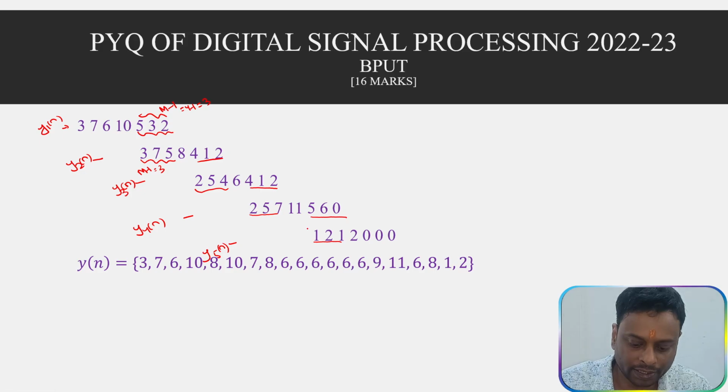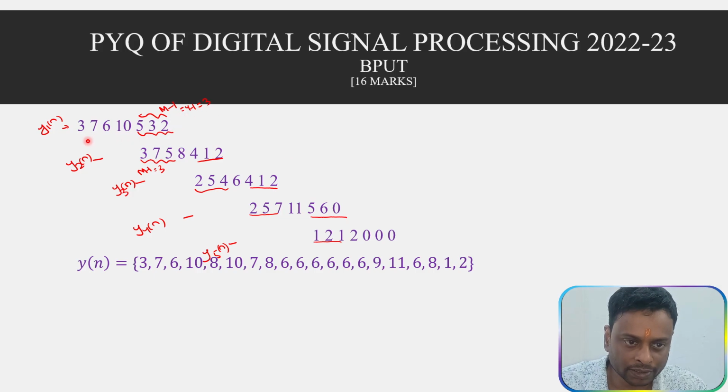Okay, so you can see that the last 3 data points of y1 of n will be added to the first 3 data points of y2 of n. Similarly, the last 3 data points of y2 of n will be added to the first 3 data points of y3 of n. The last 3 data points of y3 of n will be added to the first 3 data points of y4 of n. Similarly, the last 3 data points of y4 of n will be added to the first 3 data of y5 of n. This is because m minus 1 data points we have to add.